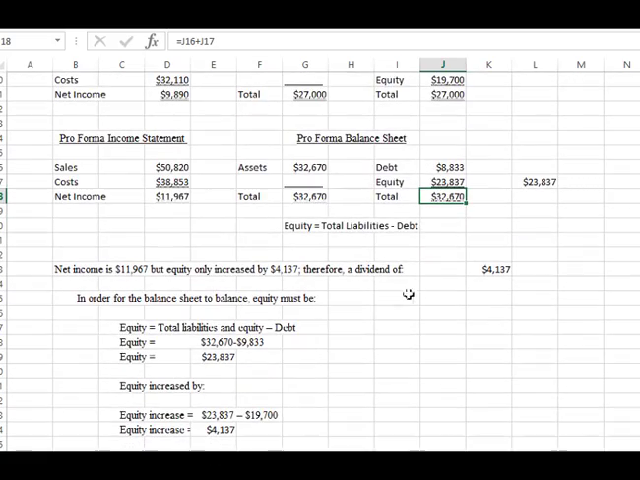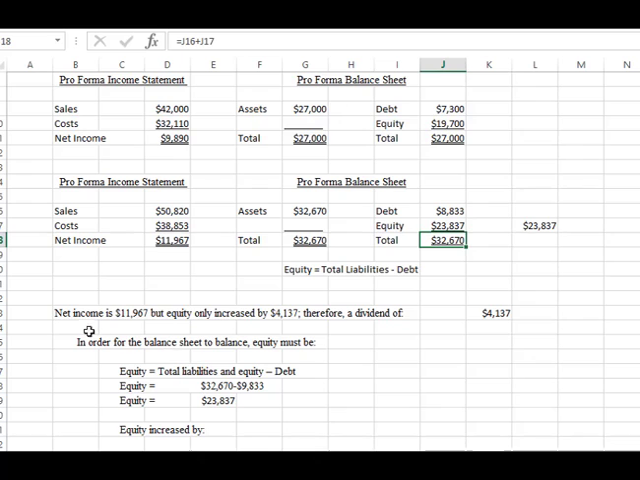Okay. So now here's what we know from one year to the next. We know that our new net income is 11,967. But the equity only increased by 4,137. That is these two lines. So the new number is this right here; we take the new number and we subtract it from the old number, and that's our increase. Now that's important for us to know because that's going to help us with our plug numbers.